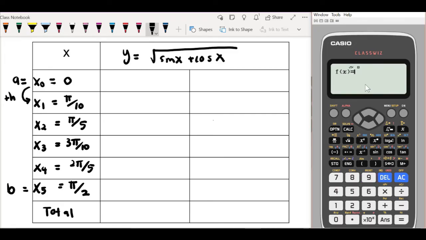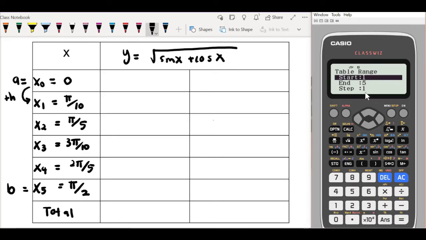And then first it will ask about the function f(x). So our function in this case is sine x plus cos x. Alright, next, it will ask about g(x). g(x) is if you have any other function. In this case, we don't have it. We only have one function. Just ignore it and press the equal button.